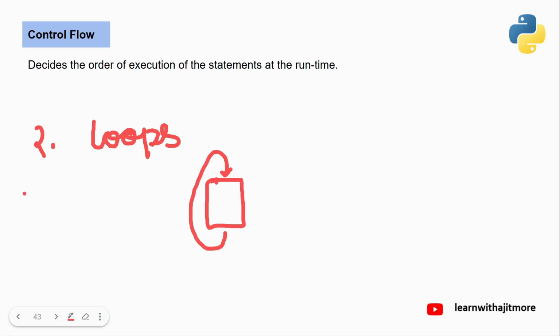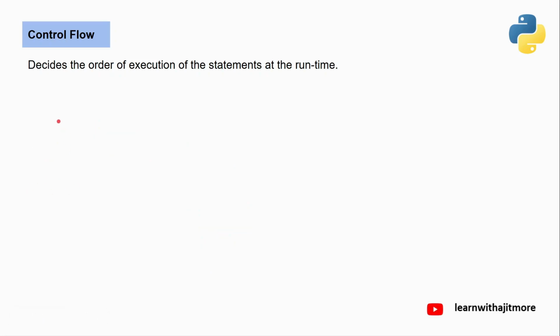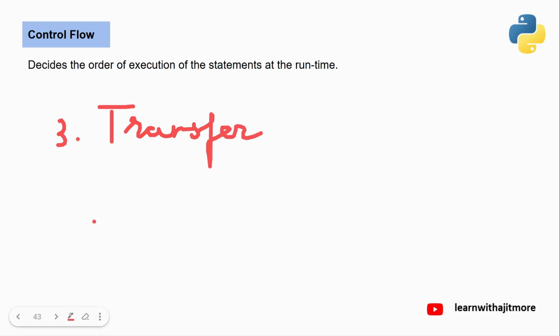Get it? And third we have transfer instructions. Transfer instructions are for moving the flow of control from one point of code to another point, or transferring the flow of control from some point to some other point.